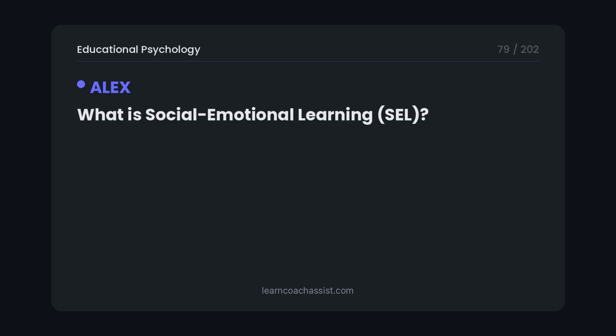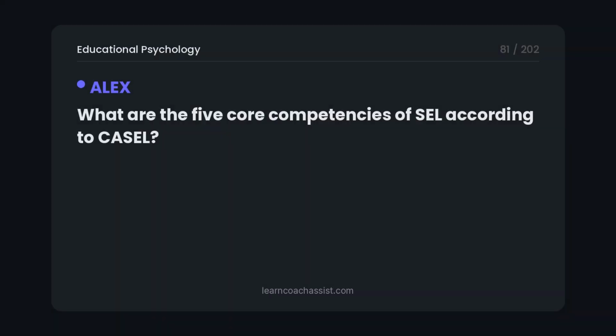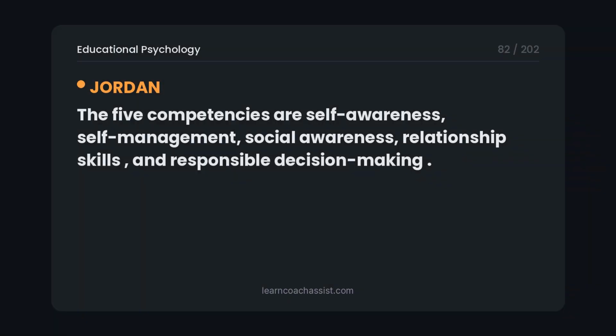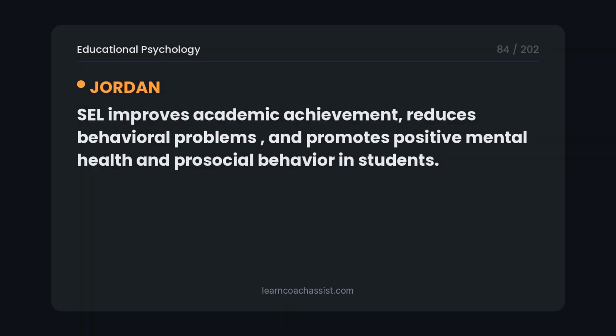What is social-emotional learning, SEL? SEL is the process through which students develop skills in self-awareness, self-management, social awareness, relationship skills, and responsible decision-making. What are the 5 core competencies of SEL according to CASEL? The 5 competencies are self-awareness, self-management, social awareness, relationship skills, and responsible decision-making. Why is SEL important in schools? SEL improves academic achievement, reduces behavioral problems, and promotes positive mental health and prosocial behavior in students.